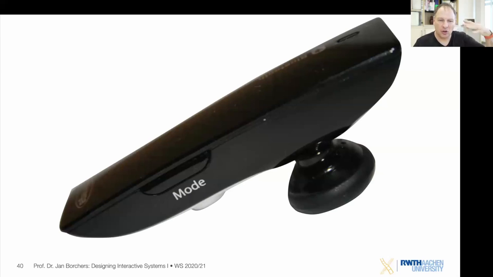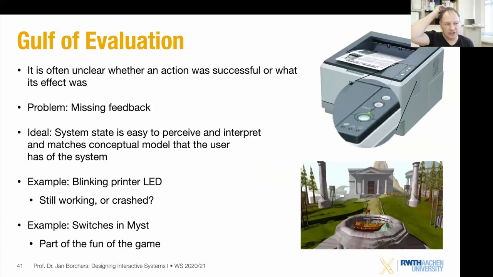So you can see there are all sorts of gulfs that are opening up when I try to get from a goal with this device to actually executing an action sequence successfully. Plus, I will also have trouble deriving the current state and the effects of my actions, but that's the gulf of evaluation that we're going to get into more now. The gulf of evaluation means that, in general, it's often unclear whether a particular action that I wanted to do was actually successful, or if it was successful, what the effect was. The problem here is that we're missing feedback. I promised you we would talk more about feedback, and this is where we do this.